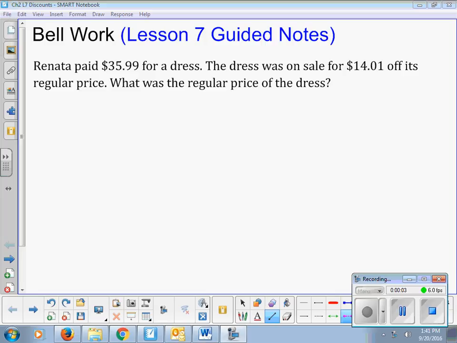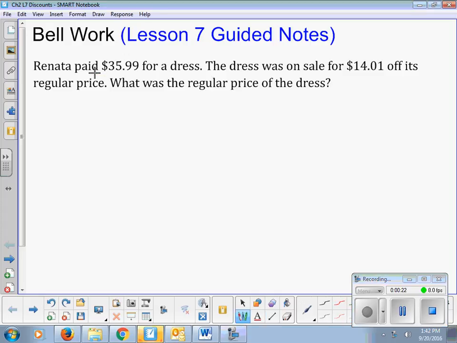Your lesson 7 guided notes. Our bell work question for today: we need to pay $35.99 for a dress. The dress was on sale for $14.01 off of its regular price. What was the regular price of the dress?